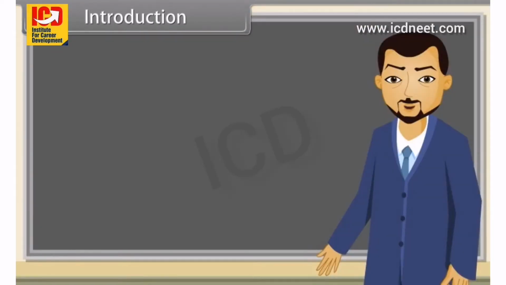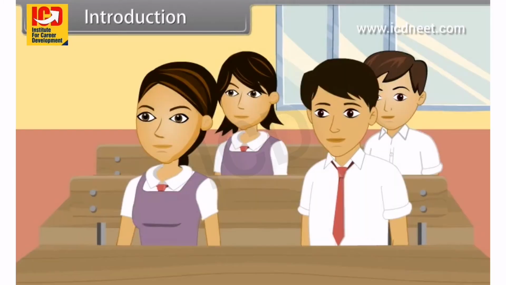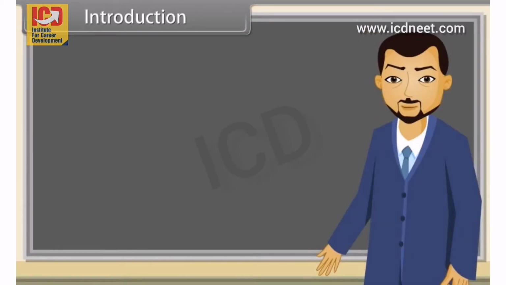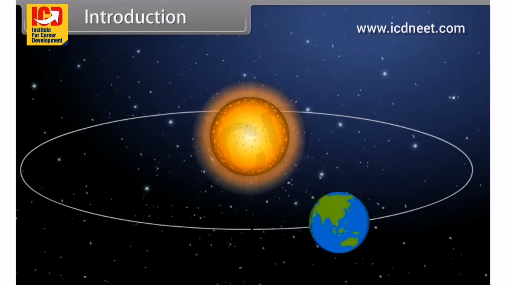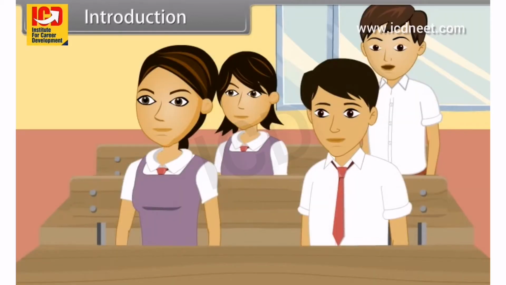How many of you have dish TV at your home? And do you know what kind of shape it has? Yes, it is parabolic shape. Do you know what kind of path Earth follows while revolving around the sun? Yes, it is elliptical in shape.